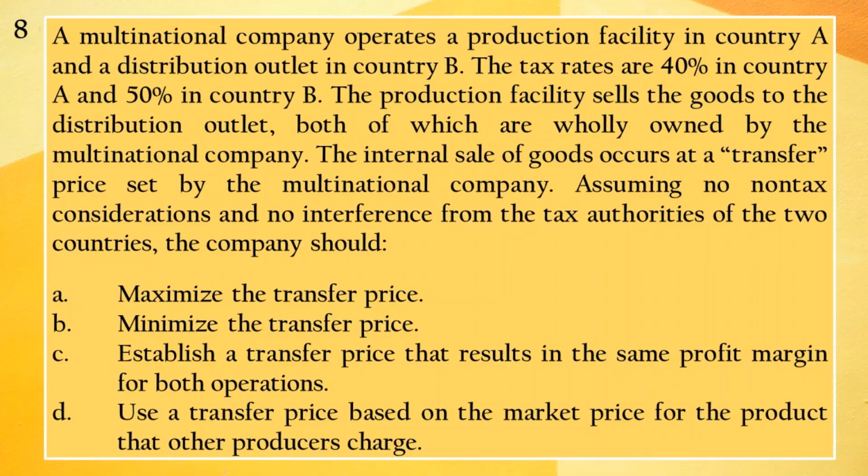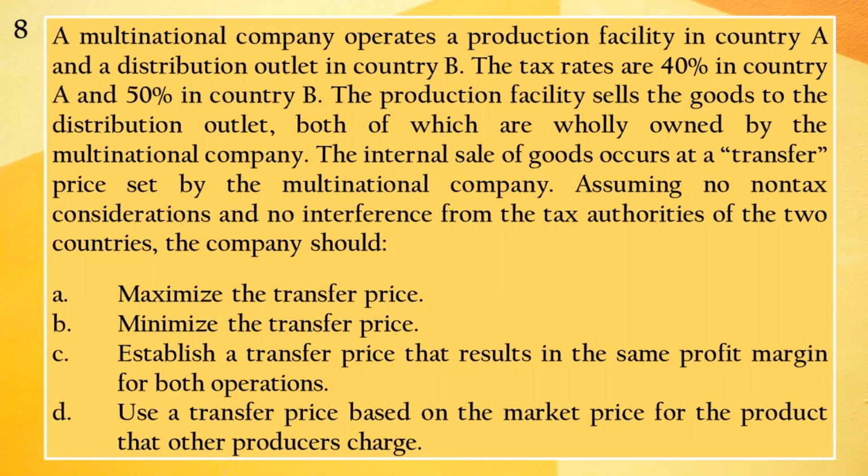All right. Moving on. A multinational company operates a production facility in country A and a distribution outlet in country B. The tax rates are 40% in country A and 50% in country B. The production facility sells the goods to the distribution outlet, both of which are wholly owned by the multinational company. The internal sale of goods occurs at a transfer price set by the multinational company. Assuming no non-tax considerations and no interference from the tax authorities of the two countries, the company should A. maximize the transfer price, B. minimize the transfer price, C. establish a transfer price that results in the same profit margin for both operations, or D. use a transfer price based on the market price for the product that the other producers charge.